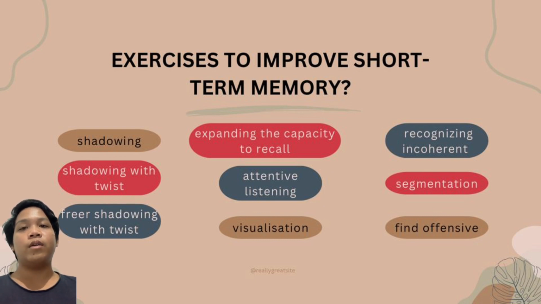Next is progressively expanding the capacity to recall. The interpreter should listen to the text once and identify the main idea, and on hearing the text the second time, the interpreter should be able to add more detail to the main ideas. By the last pass, the interpreter should be able to recall all the details.